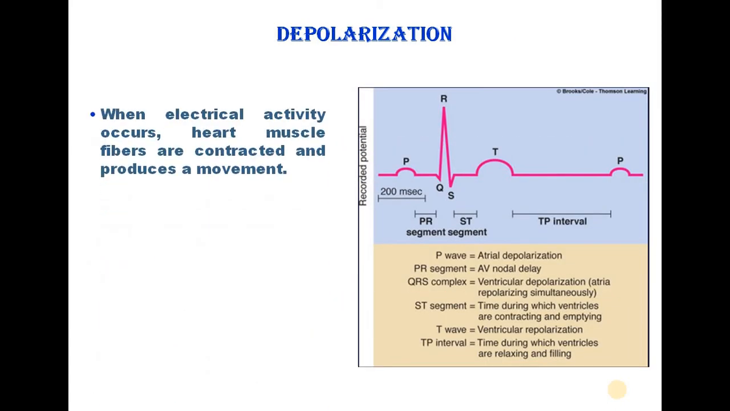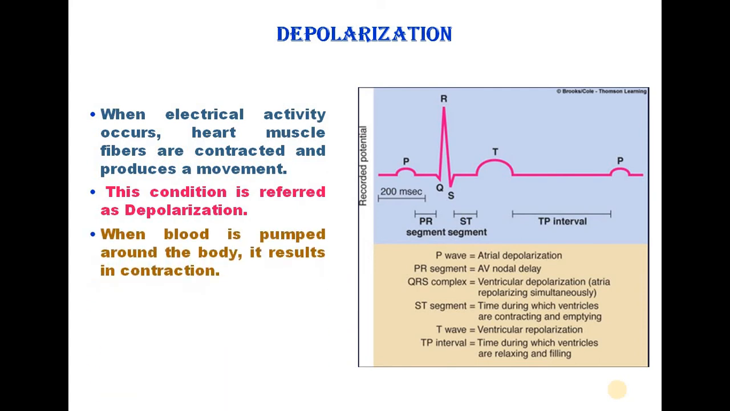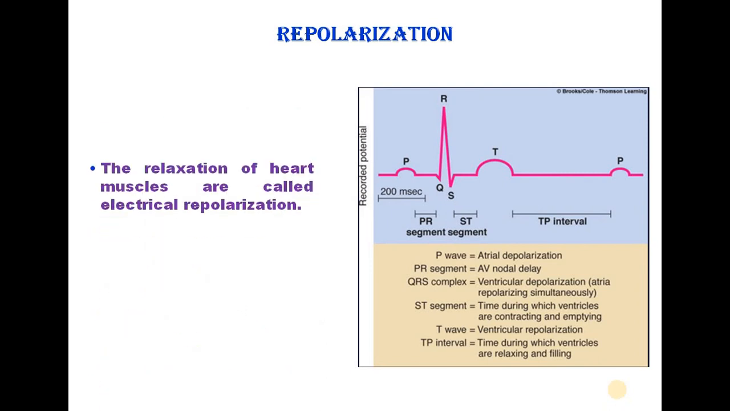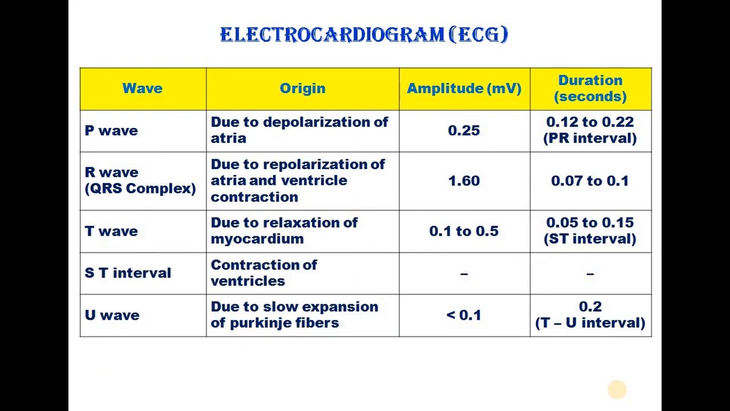When electrical activity occurs, heart muscle fibers are contracted and produce a movement. This condition is referred to as depolarization. When blood is pumped around the body, it results in contraction. When chambers are contracted, it is called systolic. The relaxation of heart muscles is called electrical repolarization. Relaxed heart chambers are called diastolic.